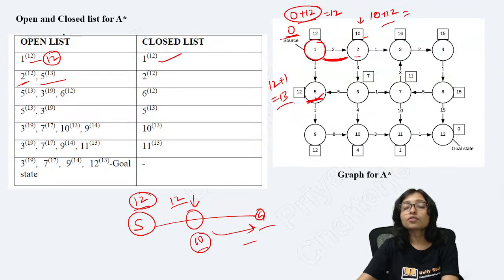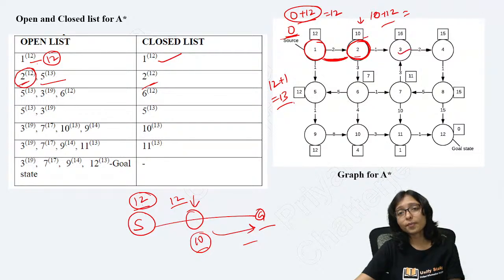Out of them, which one should I choose? I should choose this one. So that's why it will be in the closed list. Now I am coming to 2. This is my current one. Now from here, which ones will be open? This one and this one will be open. From here I will add the values.